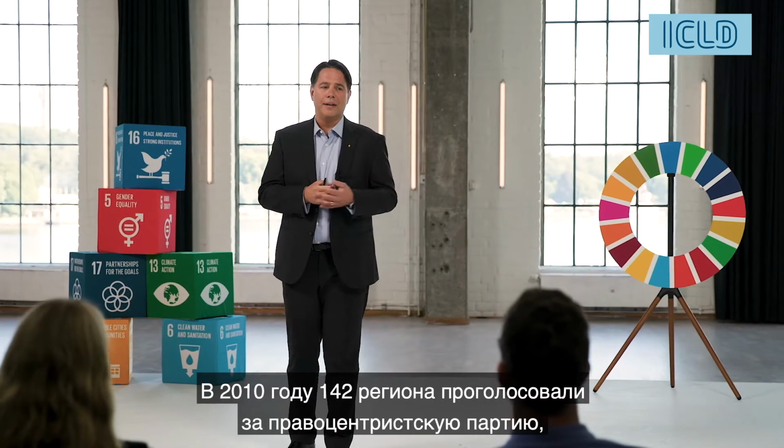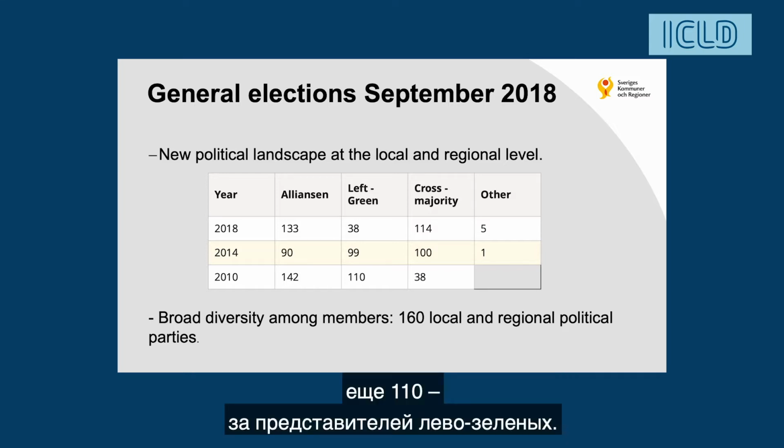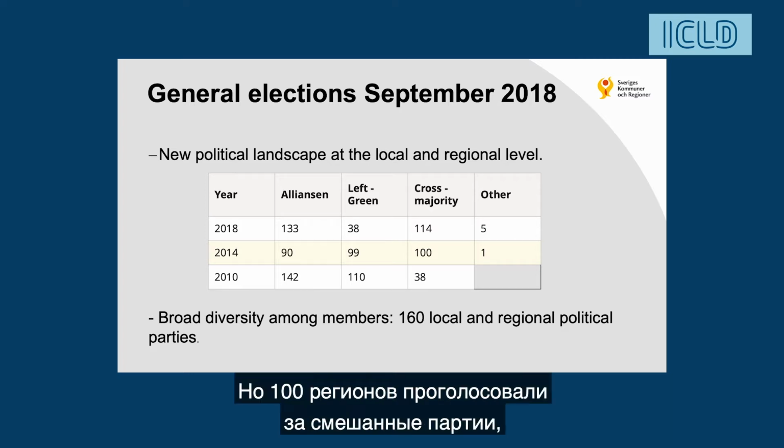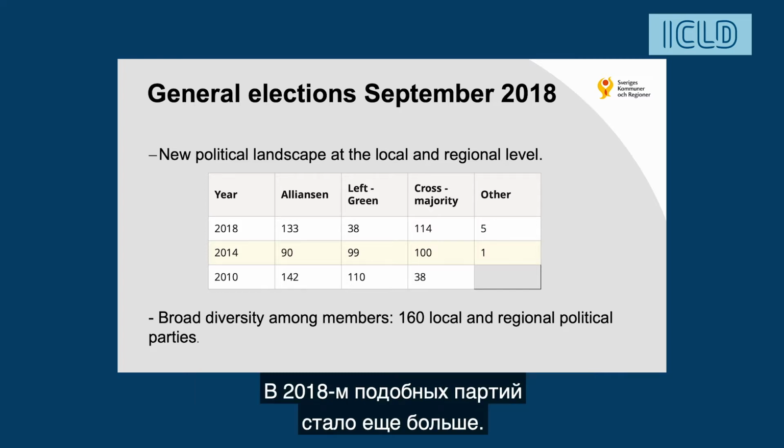You see, in 2010, there were 142 majorities created by the Alliance with the center-right parties and 110 on the left-green side. But if you go to 2014, there were only 90 on the right and 199 on the left-green, but you already had 100 that are crossover. So there you no longer have this right and left division on policies. And this increased also for 2018.